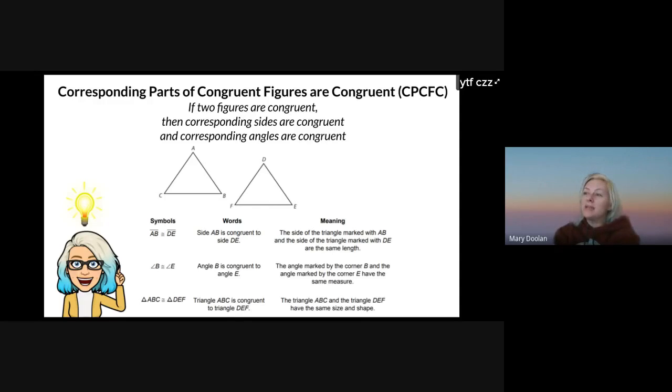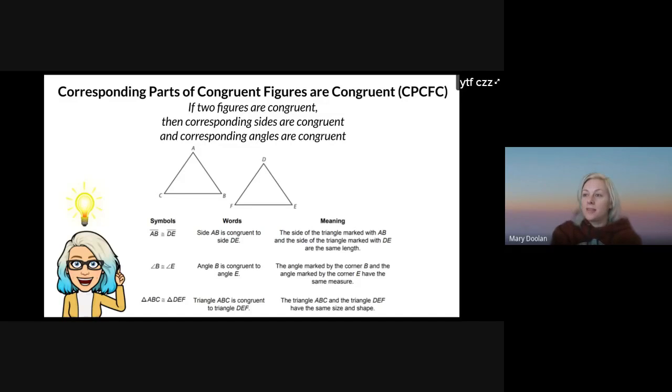And then the meaning of that is that the angle marked by corner B and the angle marked by corner E have the same measure. So by writing out that whole sentence that I just read, you could instead just write those symbols all the way to the left, and it means exactly the same thing. It's just way more concise and to the point.